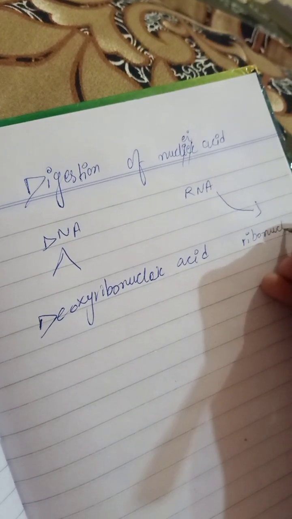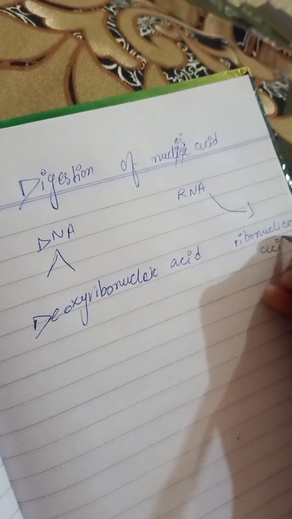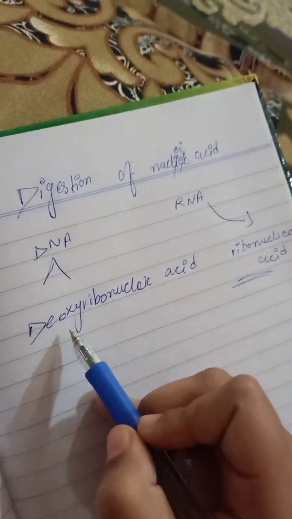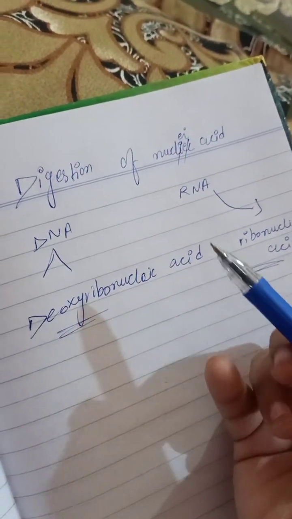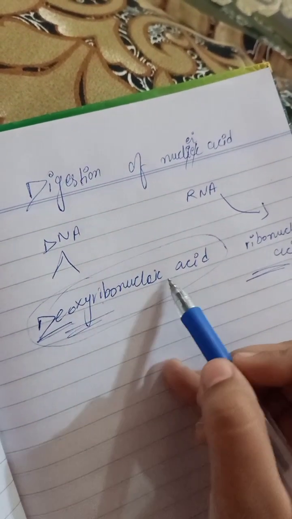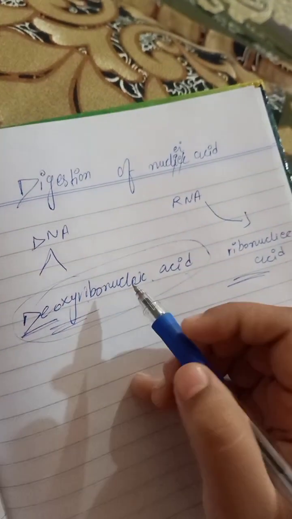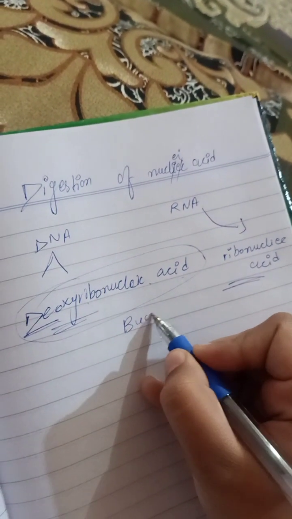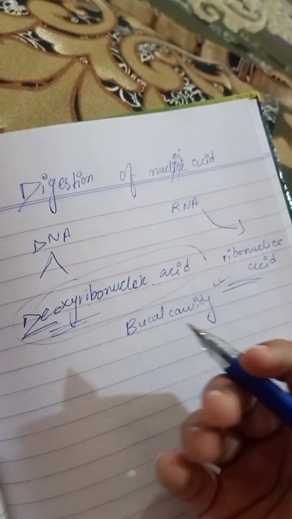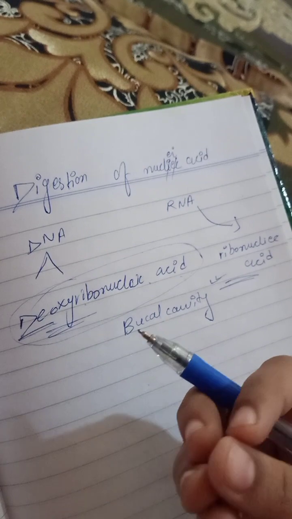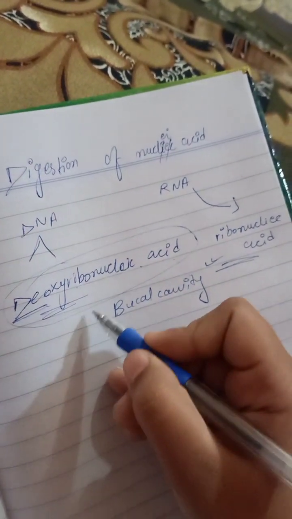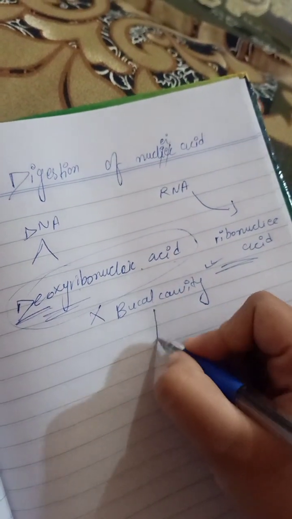What does it mean? What's the difference between them? The difference is that this one has 5 oxygen and this one has 4 oxygen, just that. One oxygen is less in the DNA, that's why it is called deoxyribonucleic acid. If you're talking about digestion, in the buccal cavity, or mouth, nucleic acid will not digest because there is no enzyme. As you all know, we have no enzyme in the buccal cavity, so the digestion of nucleic acid will not occur there.